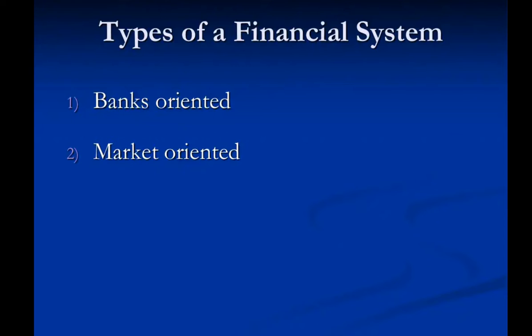This is the second lecture on the financial system, first unit of money banking. So let's start with the types of financial system: bank oriented and market oriented. Let's discuss what are the relative advantages and disadvantages of bank based financial systems and market based financial systems.